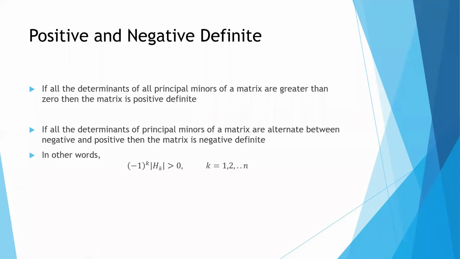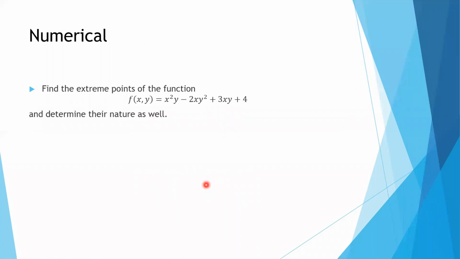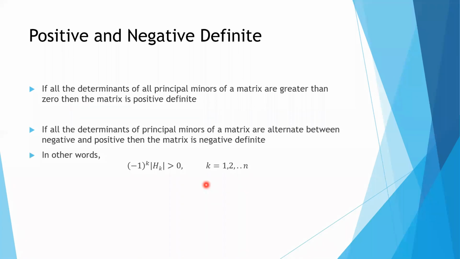So in other words, you can write this mathematically as well: (-1)^k determinant of H_k is greater than 0, where k is 1 up to n. So for every odd number, you will automatically have this negative sign coming in. If it is negative first and then positive, negative, positive, and so on, then we say it is negative definite. The third one, which I have not written here, is that if it is neither positive definite nor negative definite, we call it indefinite, and that point is nothing but a saddle point.